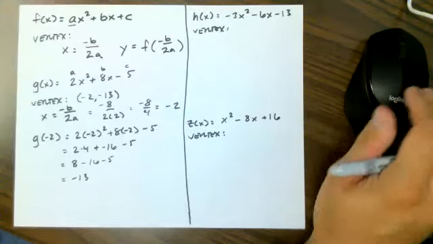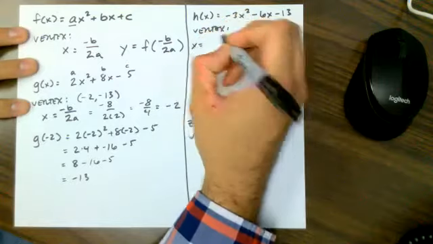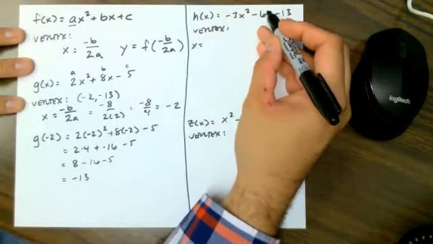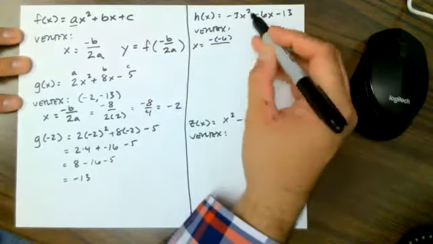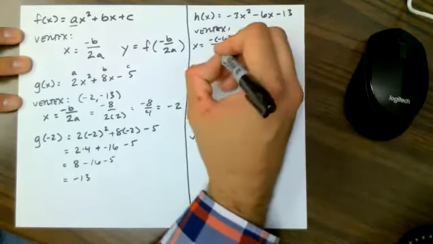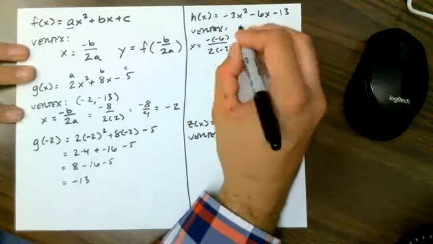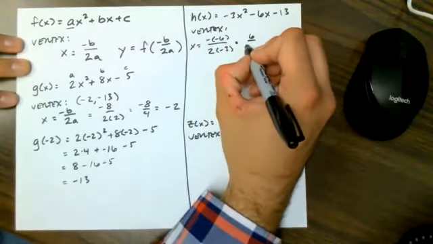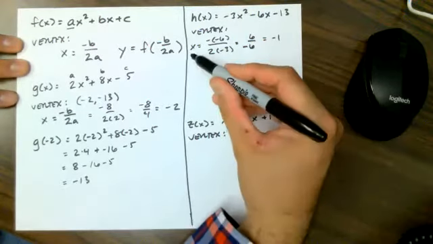Okay, let's do this. So the first one, I know the x value is going to be negative b over 2a. Well, it's negative 6. So if you want to write negative 6, you're more than welcome to, but realize it just changes it to positive. Over 2 times negative 3. Man, that's a lot of negatives going on. So we get positive 6 divided by negative 6. So this winds up being negative 1 for the x value.